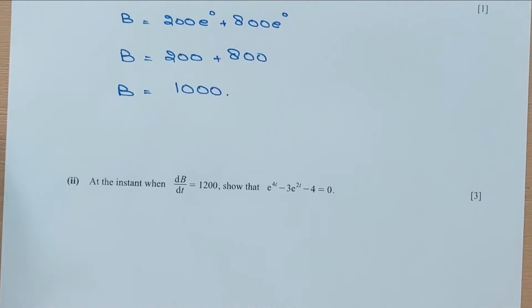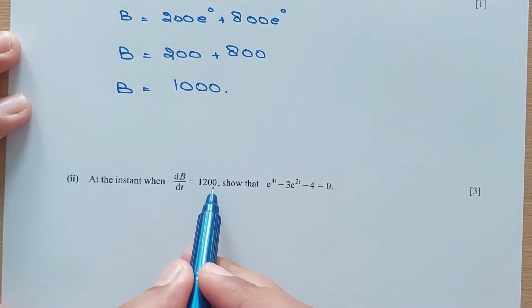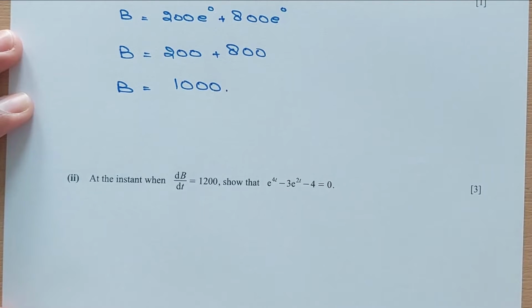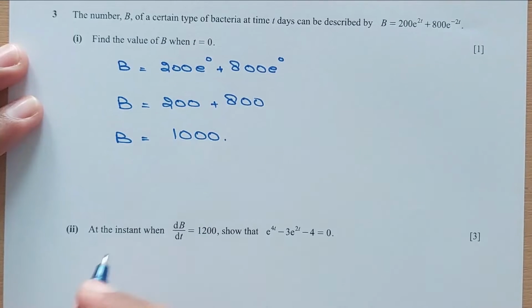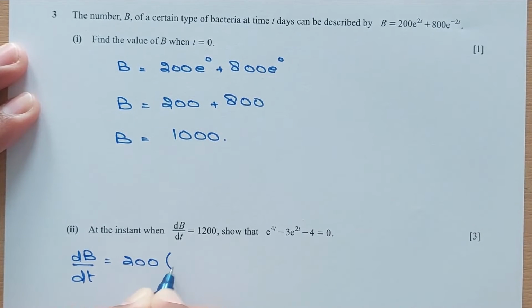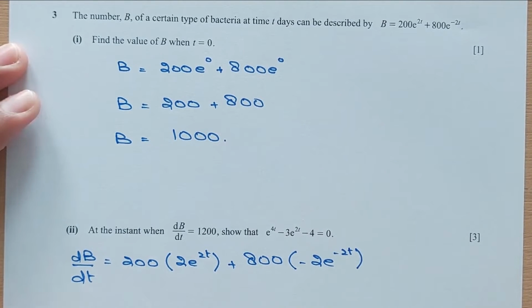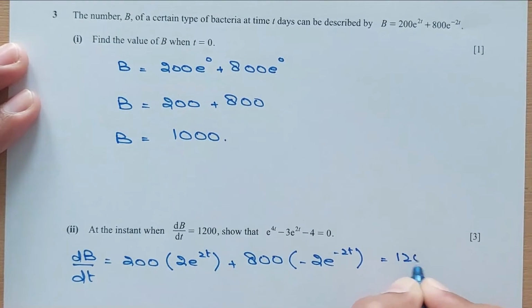Right. Now for the second part, at the instant when dB/dt equals 1200, show that this equation holds. Okay, so first we need to find the derivative of B with respect to t and put it equal to 1200. Let me do the derivative. dB/dt equals 200 times 2 e^(2t) plus 800 times minus 2 e^(-2t). Right. Now put this equal to 1200.